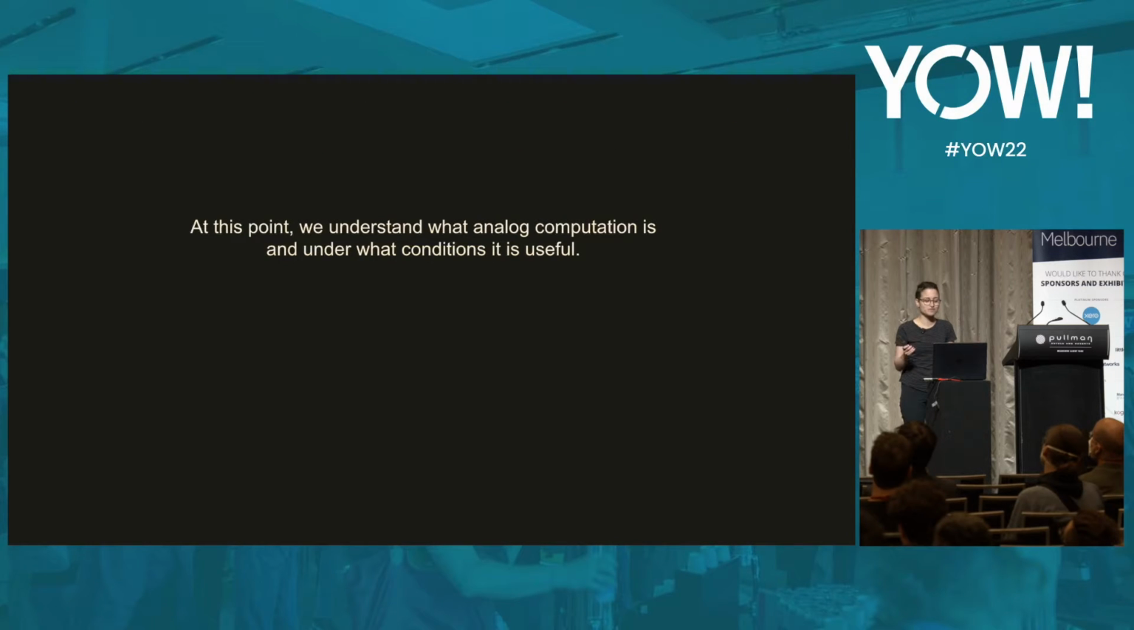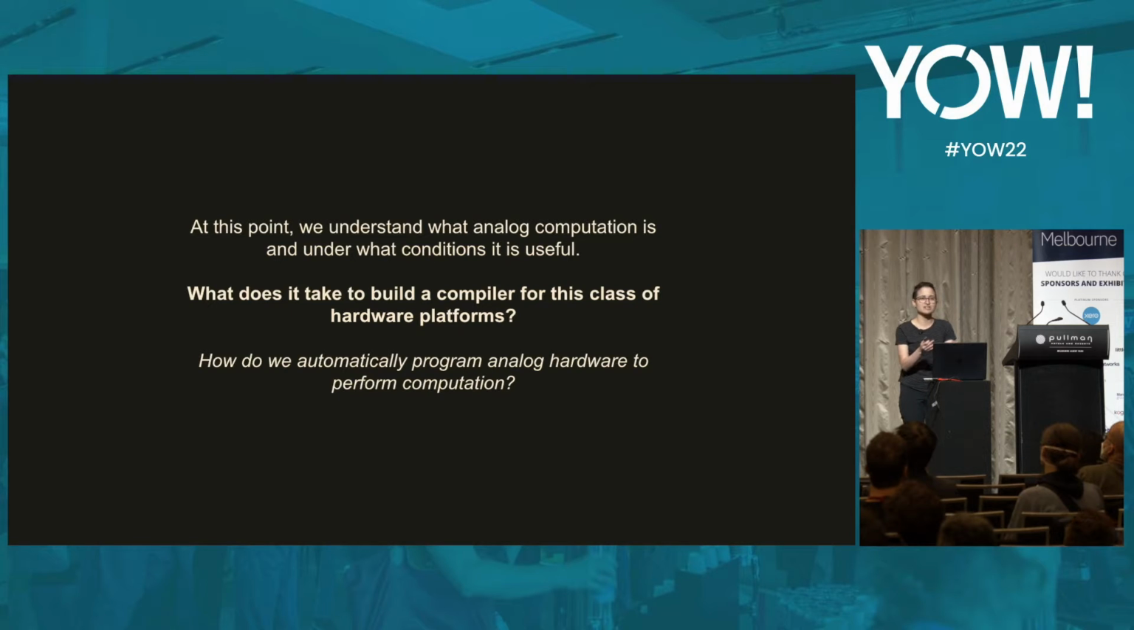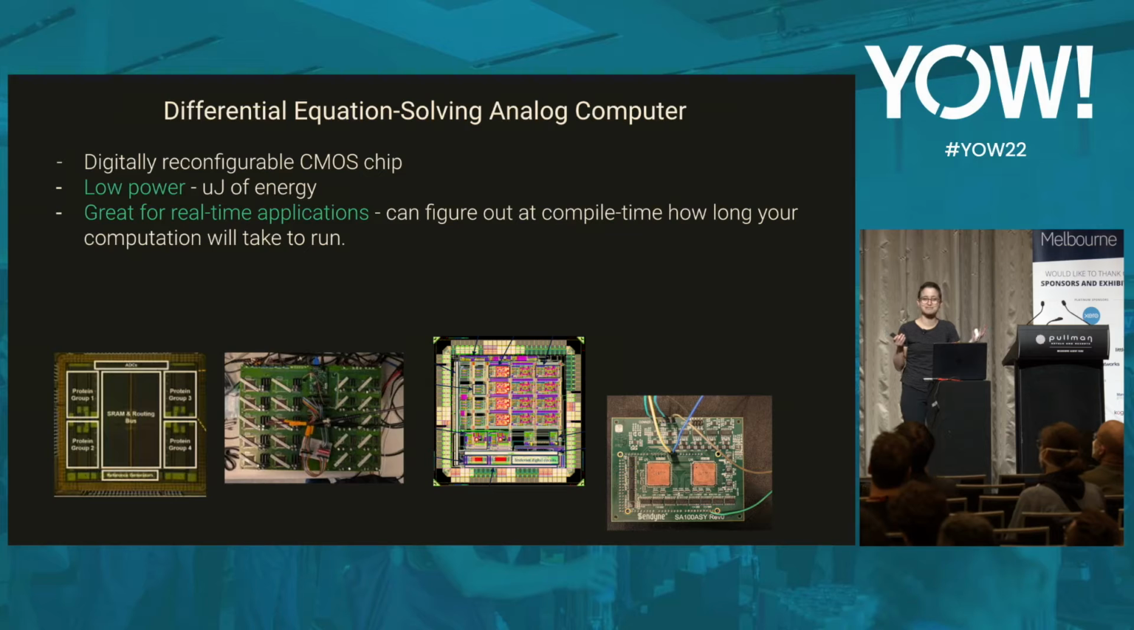Okay, so at this point, hopefully we understand what analog computation is, and we have an idea of under what conditions it could be useful. So next, it'd be interesting to talk a little bit about what it takes to build a compiler for these classic hardware platforms. Namely, because a compiler, again, is an automated procedure that maps programs to instructions that the hardware can understand. Another way we can think of this question is, how do we automatically program analog hardware to perform computation? And the best way to do that is with an example.